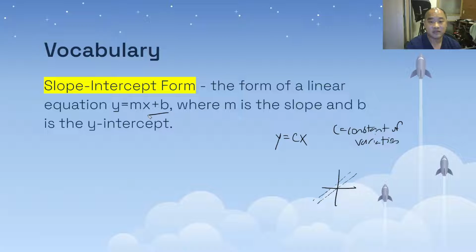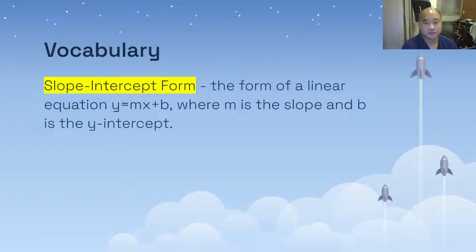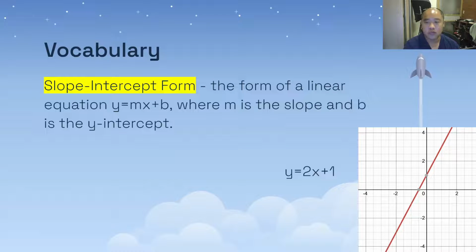And in that case, we would have this formula here, which is called slope-intercept form. Actually, slope-intercept form also applies to proportional relationships, but we don't need to talk about that. So here is an example of an equation in slope-intercept form.